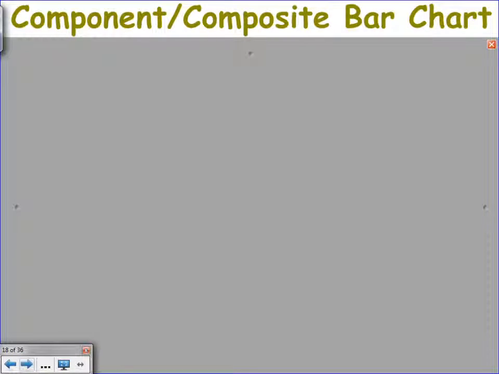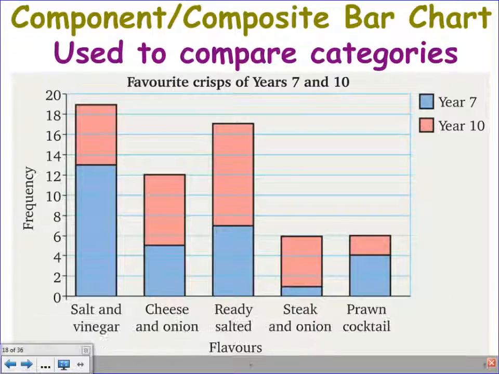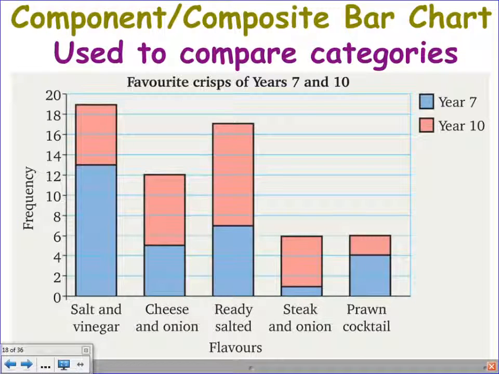Because there's another bar chart that you need to know about, and it's a component or composite bar chart. Anybody know what a component or composite bar chart looks like? Give you a clue. Looks like this. A component or composite bar chart puts one set of data on top of the other set of data so that you can compare categories. So this is still our year 7 and year 10, but this time year 7 are underneath, and then we add year 10. And the reason we do that is so that we can compare the categories, the flavours.